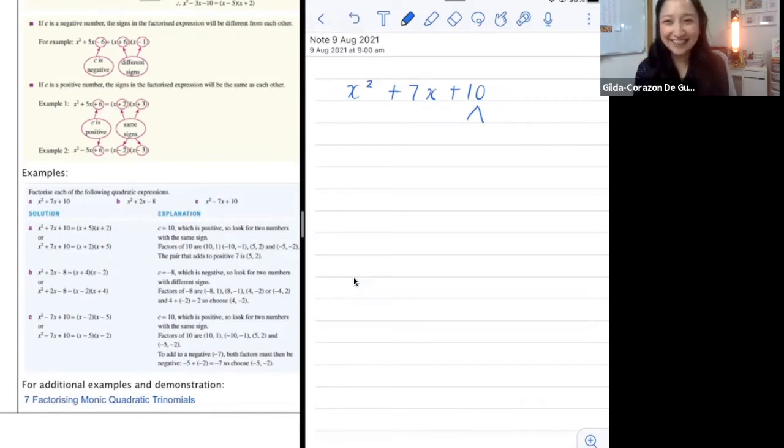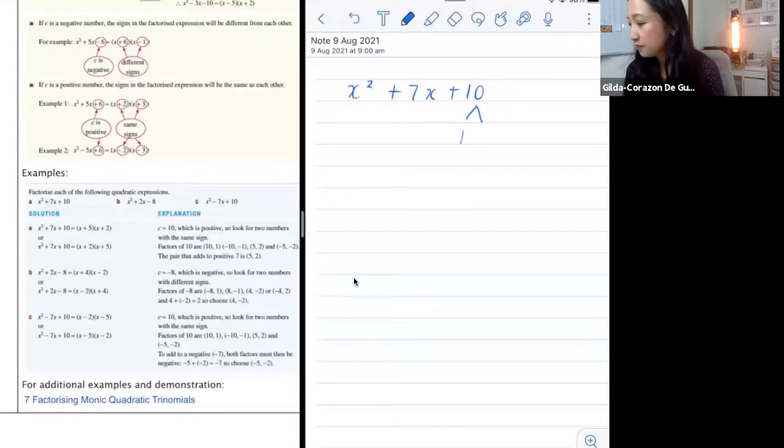Yes, Rocky. You can have what? 1 and 10. You could have 2 and 5. Now 1 and 10 would give you 11, so therefore the factors wouldn't be 1 and 10. The factors that you want would be 2 and 5. And what do you do with that?